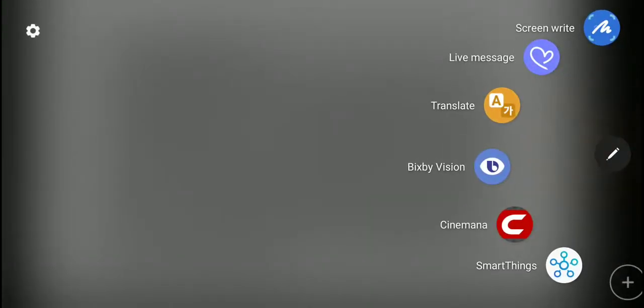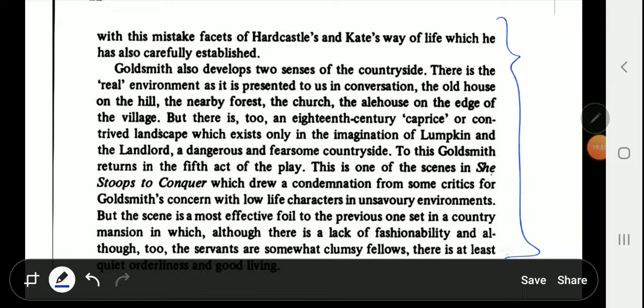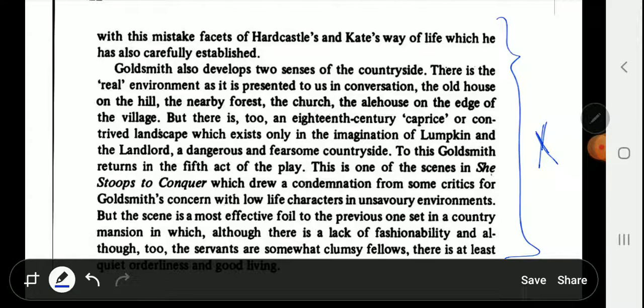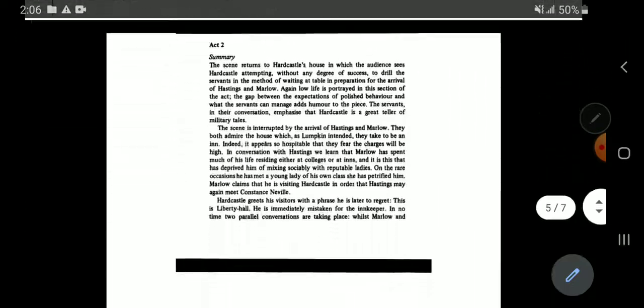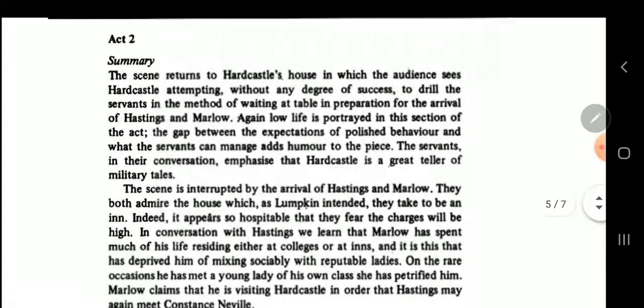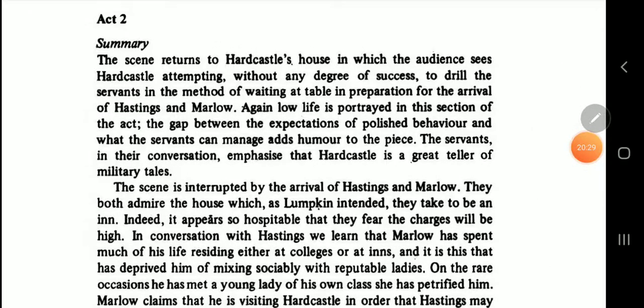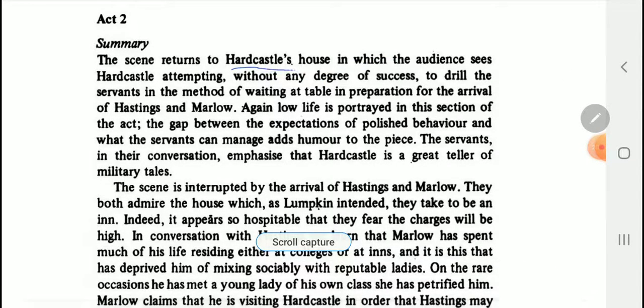Okay, students, there is no need to go into details with all this stuff right now. The most important thing is that Marlow and Hastings lost their way and they are on their way to Mr. Hardcastle's house, though they knew that this is an inn, not Mr. Hardcastle's house. So let's come to Act 2, and then we will go quickly and briefly through the description in Act 2. Okay, so in this part in Act 2, we are at Mr. Hardcastle's house.